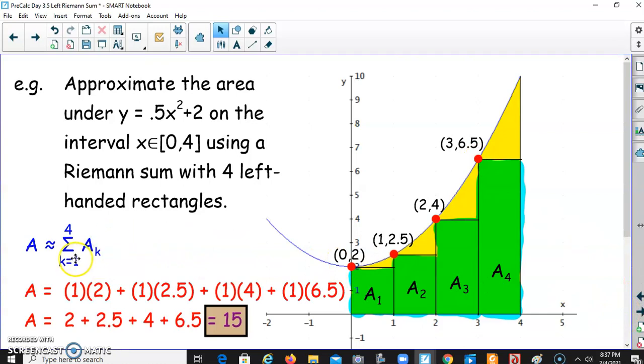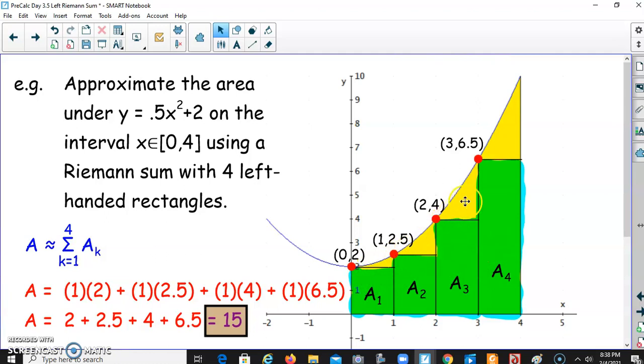So now I'm basically done. For the 4 rectangles, the first rectangle is 1 wide and 2 units tall. Again, I'm using the y-coordinate. Plus, the second rectangle again is 1 wide and 2.5 units tall. The third rectangle is 1 unit wide and 4 units tall. And the last rectangle is 1 unit wide and 6.5 units tall, which gives me a grand total of 15. So these 4 rectangles, area is equal to 15.